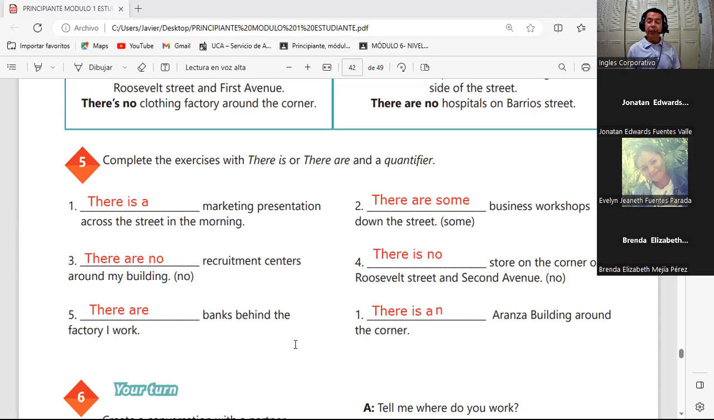In this case, it's negative, right? There is no, right? There is no. Continue. There are banks behind the factory I work. There is an Aranza building around the corner. Thank you very much, Brenda. Dudley, we need you. Te necesitamos, Dudley, please. Okay, thank you very much.